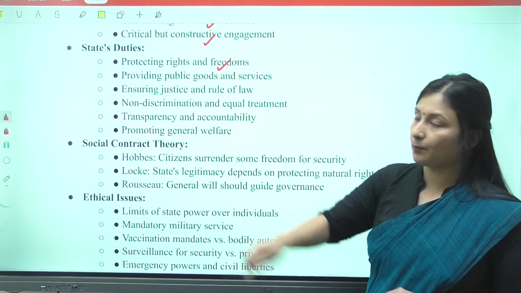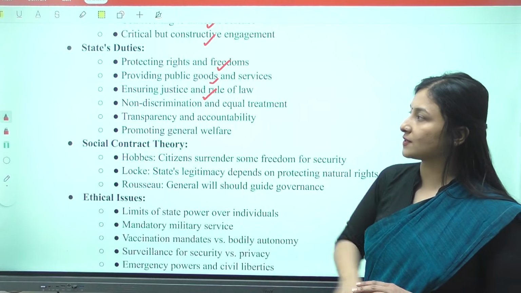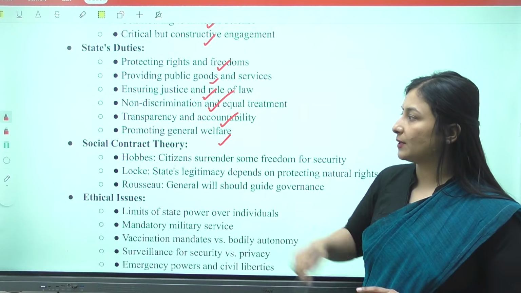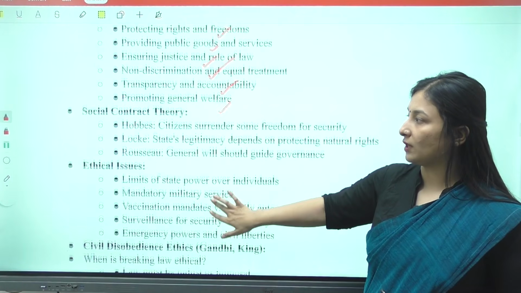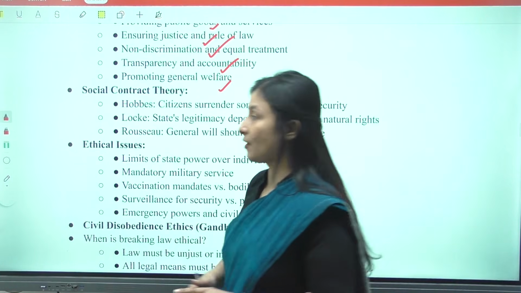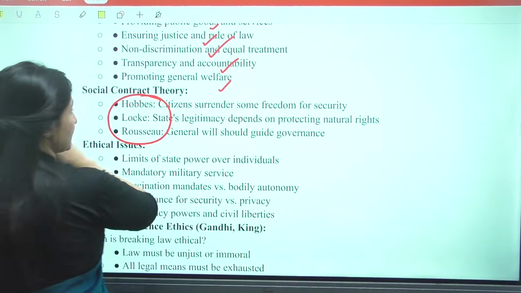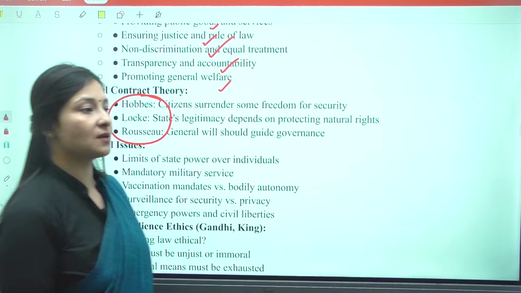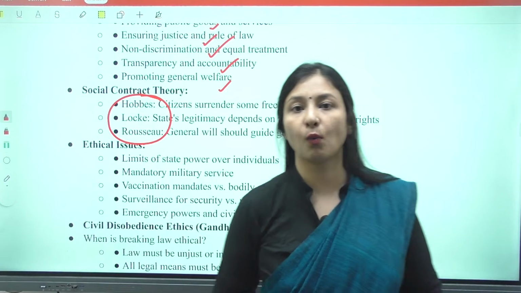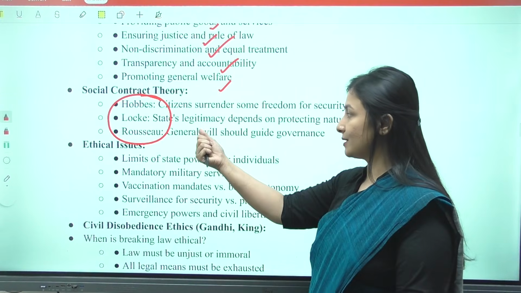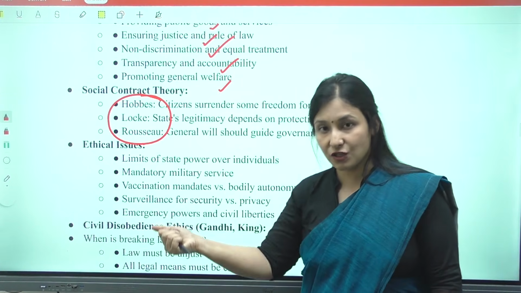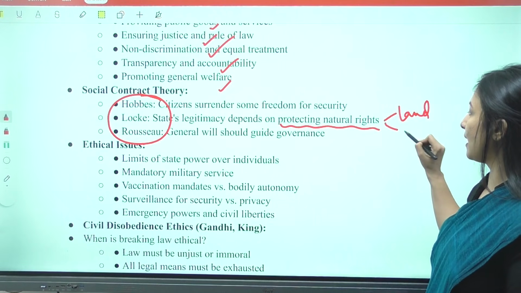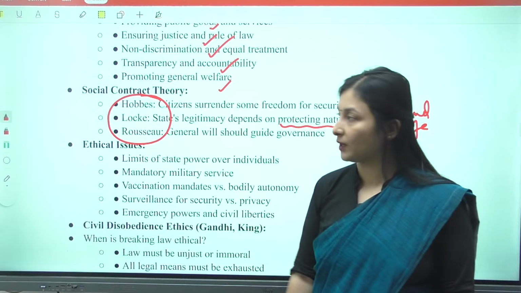Protect the freedom, okay? Provide for the public good, ensure justice and rule of law, equal treatment, transparency, accountability, and promote the general welfare. Now, there is a social contract theory. In political science, it is said that there are 3 people, okay? There is John Locke. He talks about that a human is born with a blank slate, but it is state's legitimacy to protect the natural rights of land and life of the man, okay?